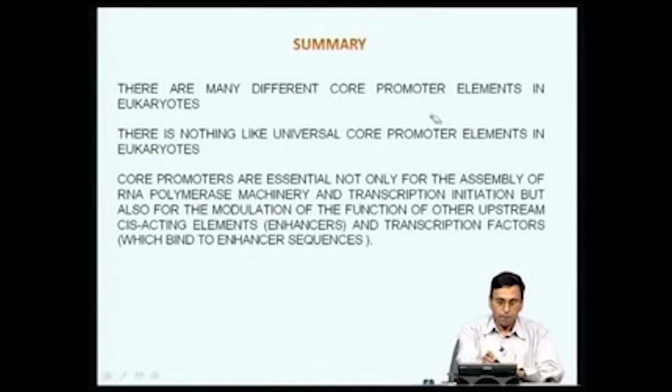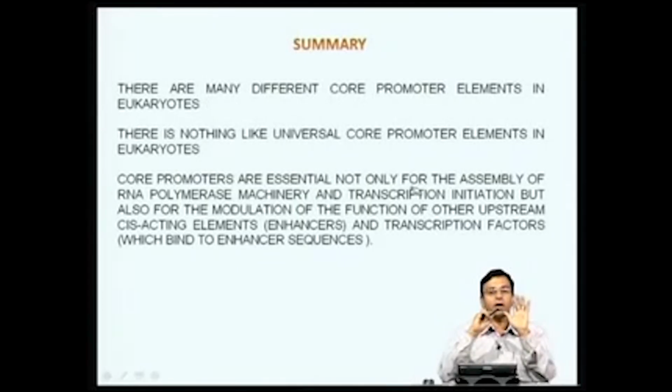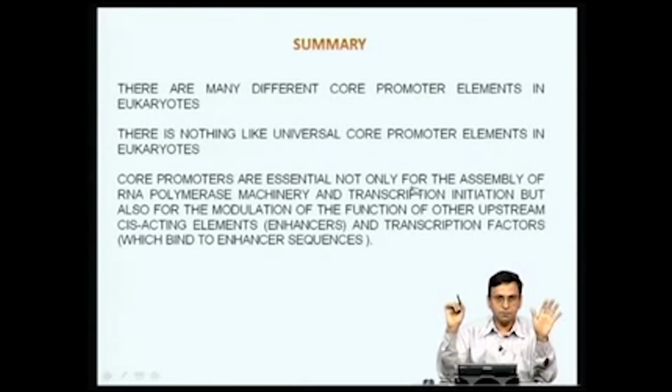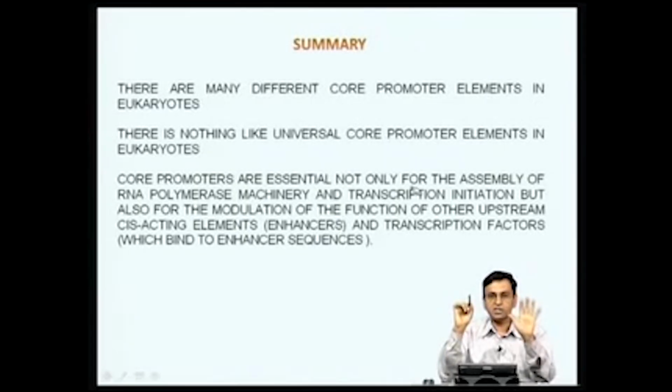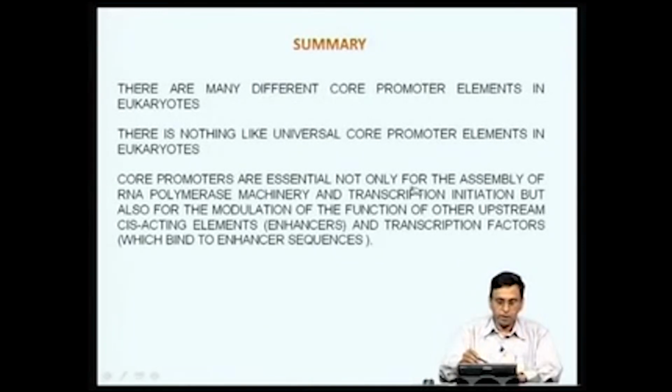So, there are many different core promoter elements in eukaryotes. The TATA box is just one of them. There is nothing like a universal core promoter element in eukaryotes. Do not assume that all eukaryotic promoters contain a TATA box, which is not correct. The TATA box is in fact present only in a very small fraction of eukaryotic promoters. There are many other variant core promoter elements present in many other eukaryotic promoters.